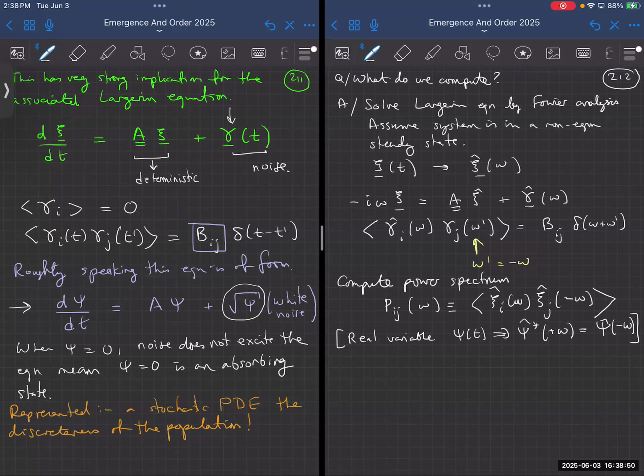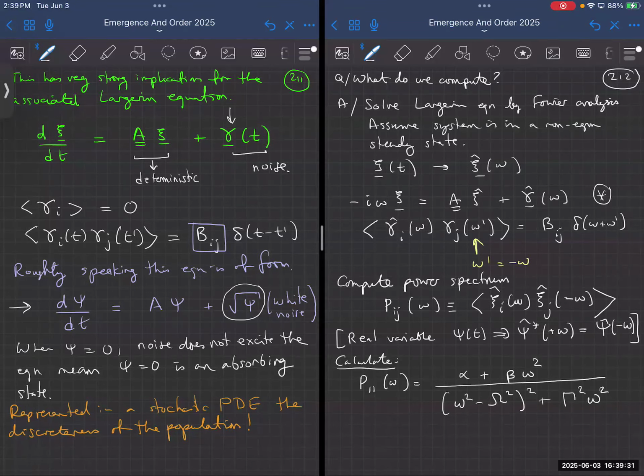Okay, so if I have a real variable, taking the complex conjugate of its Fourier transform in frequency space is just the Fourier component at minus omega. And so now you just calculate. I've already got the algebraic equation for psi, so I literally just write down what P is and do the average. You can find out that it looks like this. P11 of omega, I'm just going to write down one of the components, is alpha plus beta omega squared over omega squared minus a variable called big Omega, which I'll define in a minute, squared plus gamma squared omega squared. That's just P11, the power spectrum, or the autocorrelation of the predator with itself.